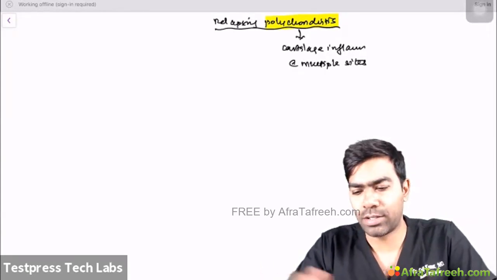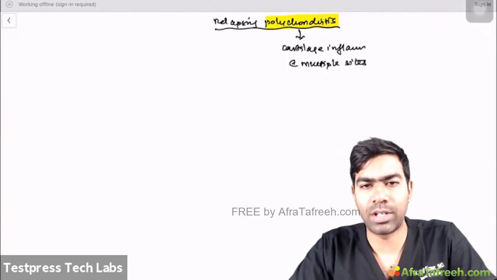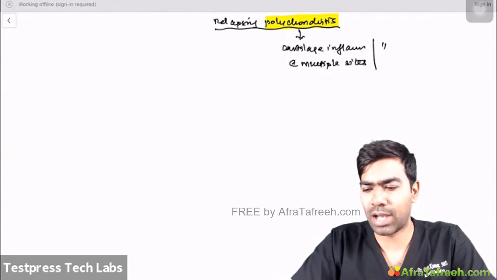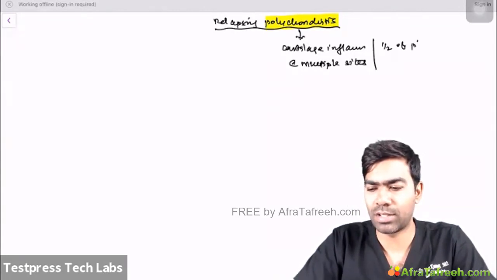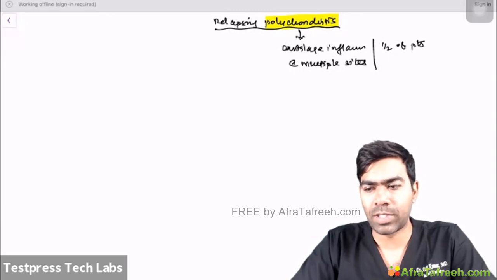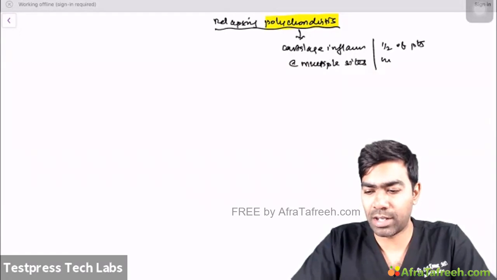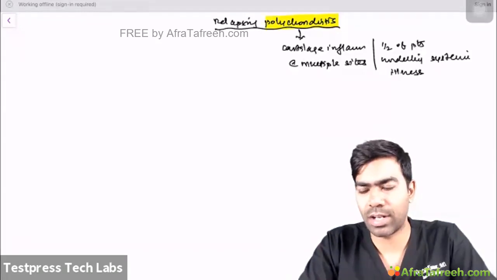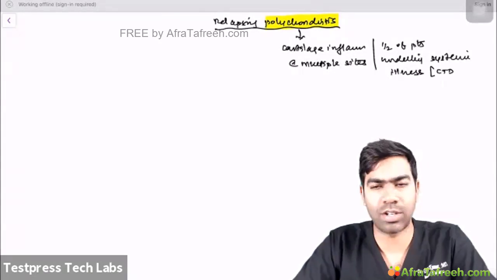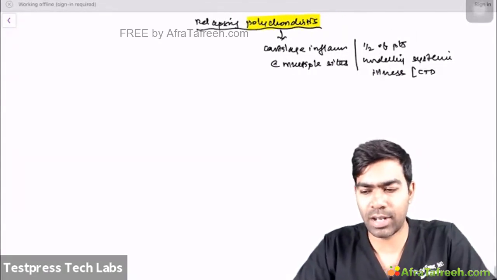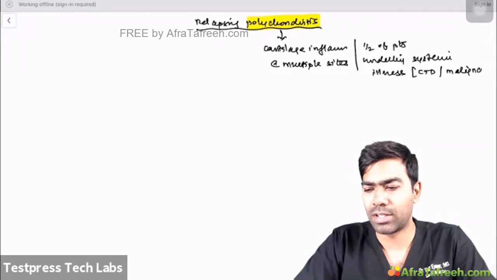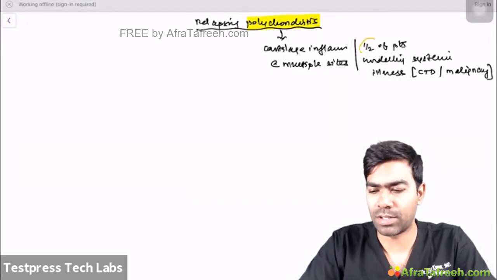As far as relapsing polychondritis is concerned, it's going to be cartilage inflammation at multiple sites in the body. And most importantly, you should understand that almost half of the patients, that is 50% of the patients, will have some underlying systemic illness. For example, the patient may have other connective tissue disorders like SLE or Sjogren syndrome, or a mixed connective tissue disorder. Or patients can have an underlying malignancy. So some underlying disorder will be there in almost half of the patients.